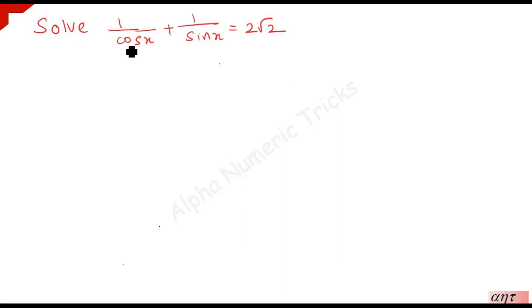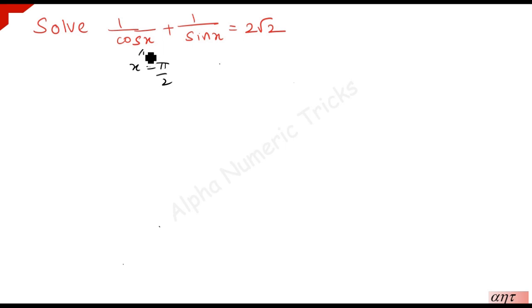We have to solve this nice Olympiad problem: 1 by cosine x plus 1 over sine x is equal to 2 root 2. Here we have to find the values of sine x and cosine x. For what value of x? Take, suppose, x is equal to pi by 2.